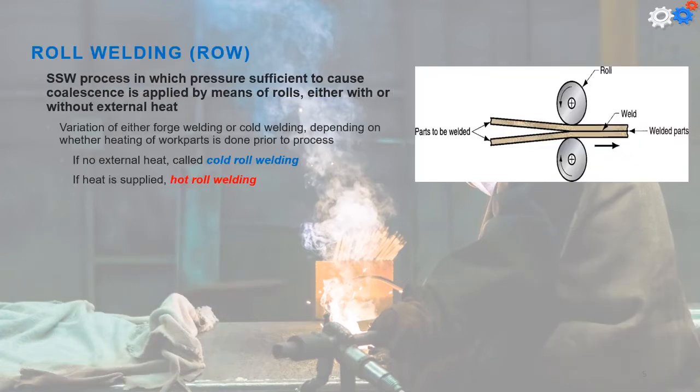Roll welding is a solid-state welding process in which the pressure sufficient to cause coalescence is applied by means of rolls, either with or without external heat. It is a variation of either forge welding or cold welding, depending on whether the workpart is heated prior to the process. If no external heat is applied, it is called cold roll welding. If heat is supplied, it is called hot roll welding.